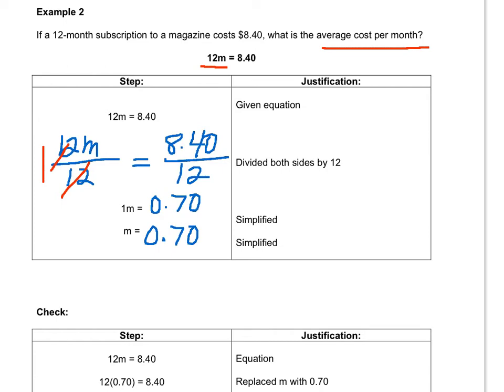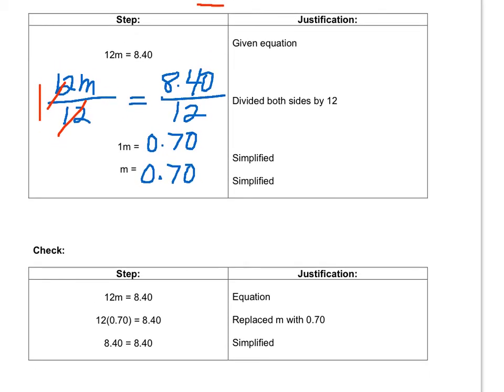Now let's check our answer. We check by substituting 0.70 for m. Here's our original equation, 12m equals 8.40. We substitute 0.70 for the m, and now we have 12 times 0.70 equals 8.40. When we simplify, we see that 8.40 is on both sides of our equal sign, our equation is balanced, and our answer is correct.